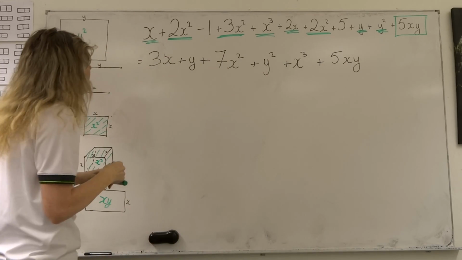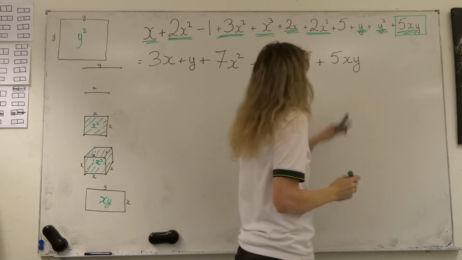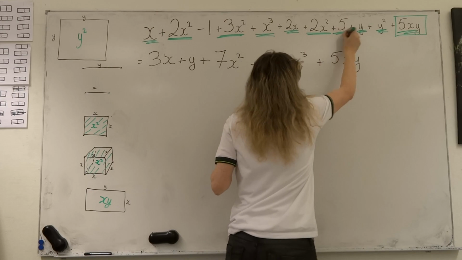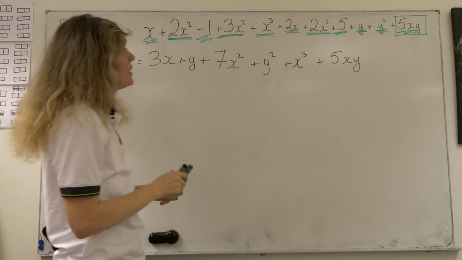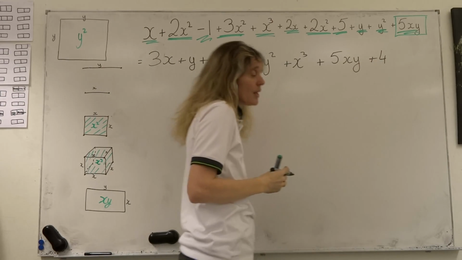And then we're pretty much finished, except we've got a few little numbers here at the end. We have a plus 5 and a minus 1. And these are absolute values. 5 minus 1 is 4, so we end up like this.